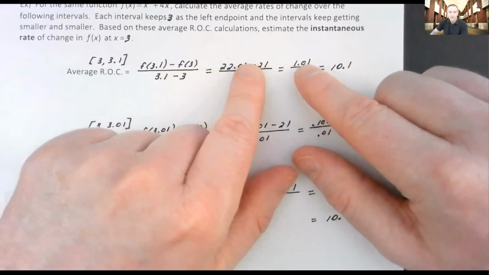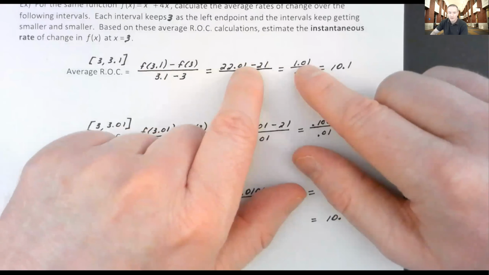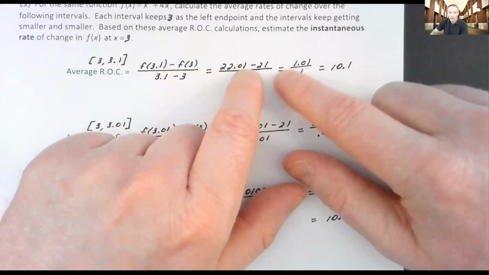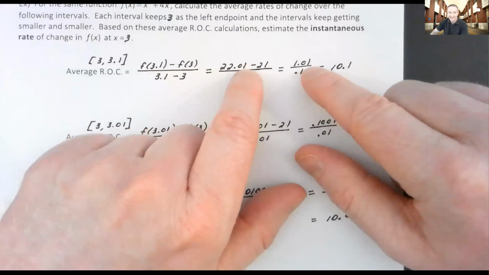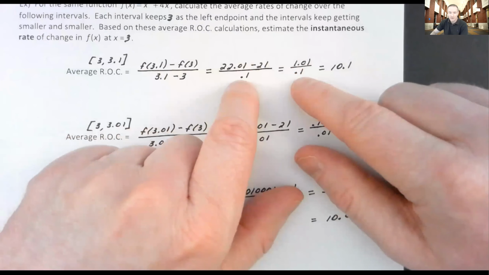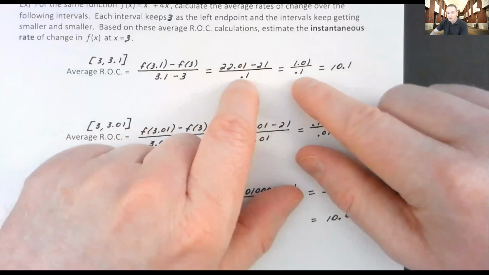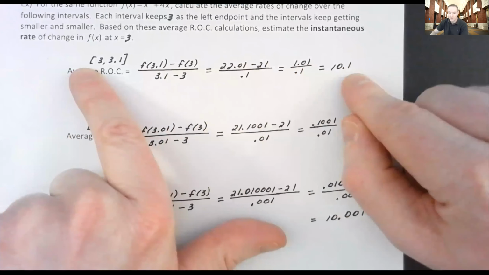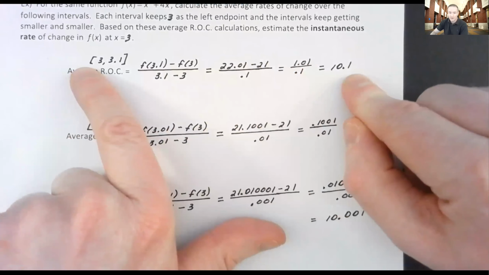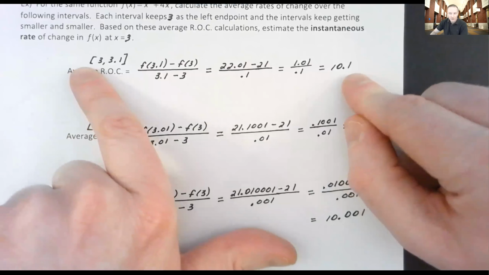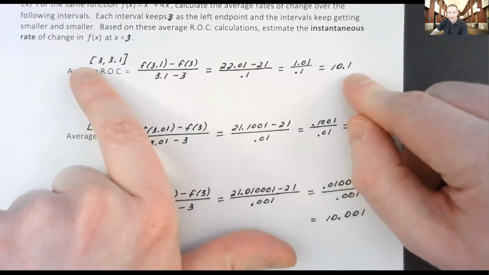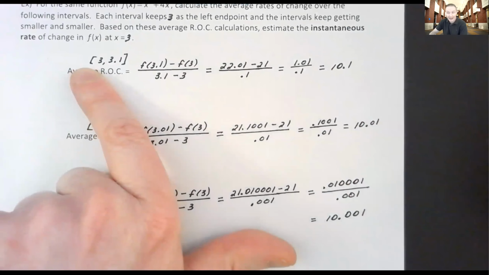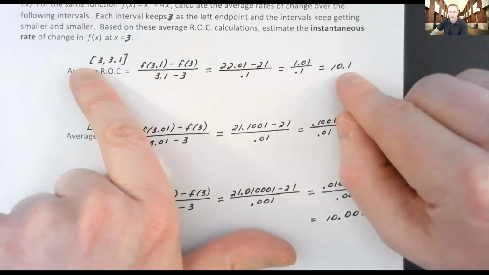Now, from 3 to 3.1, your y value went up 1.01 units in the time the x value increased 0.1. So our slope in that region from 3 to 3.1 is 10.1 y units per x unit in that period. Okay, but we want to know more precisely what's happening at 3.